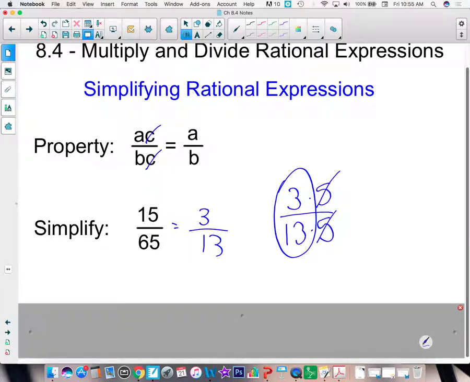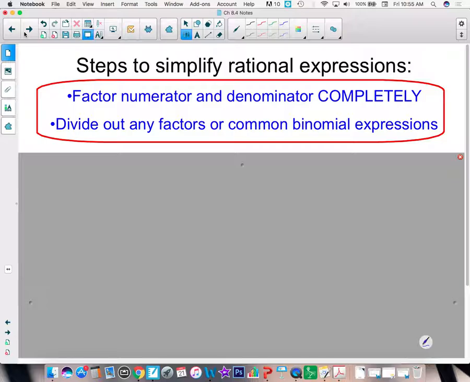So that's simple with numbers. Let's see if we have some with variables. So with rational expressions, I want you guys to write these steps down. The big red box. You can abbreviate it if you want to.